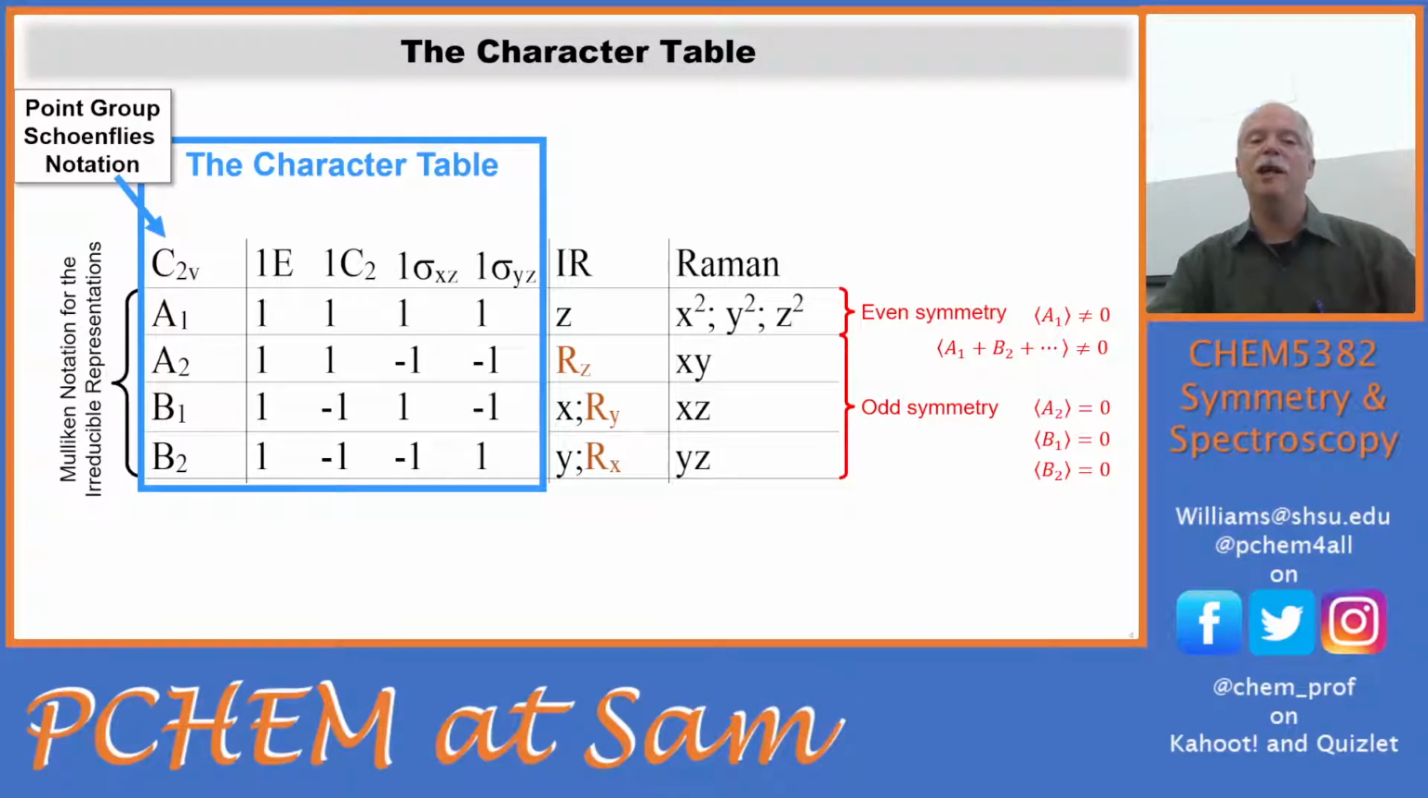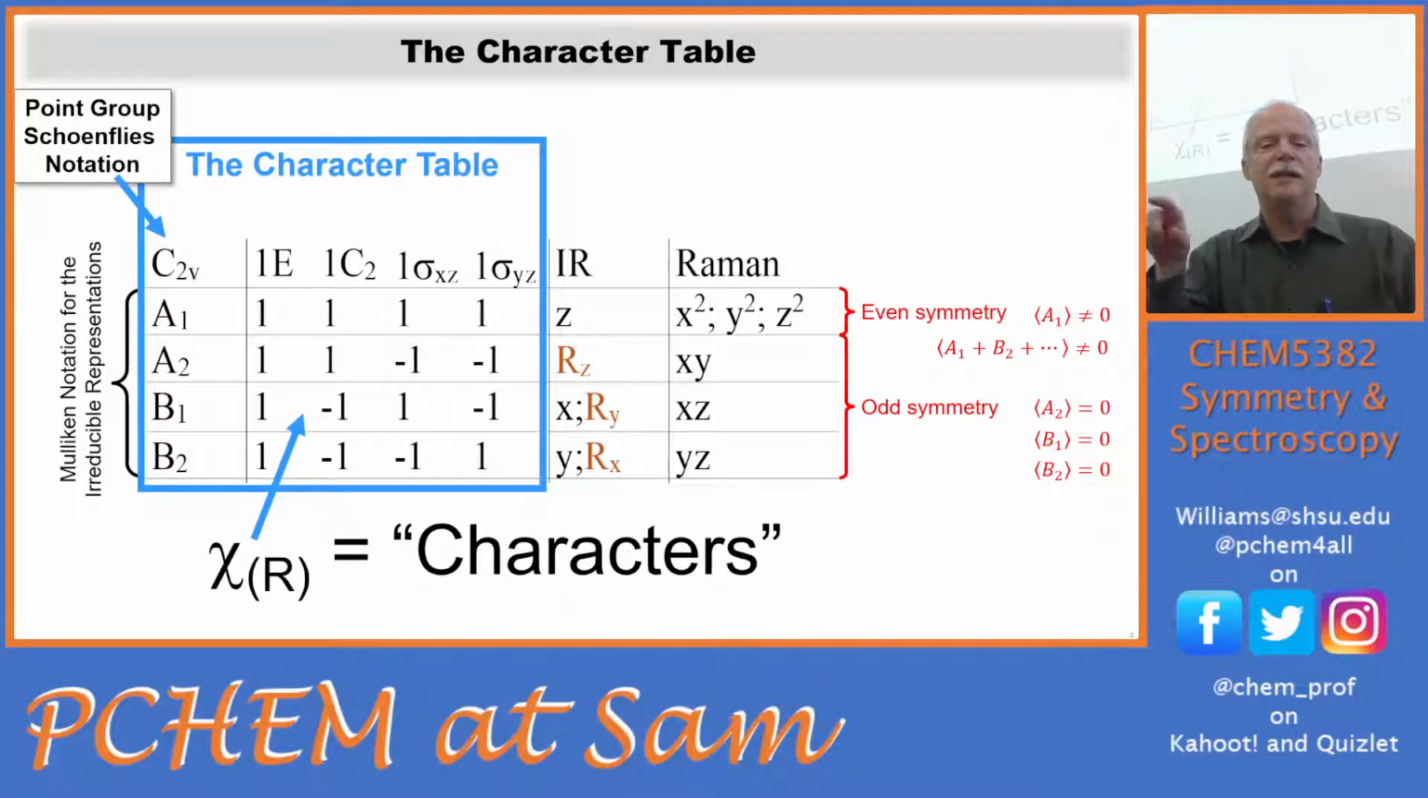And you'll hear me say Mulliken representations or Mulliken notation, and that's the rows of the character table. So these are vocabulary words that you need to know. The Schoenflies notation is that point group. The Mulliken notation is the row of the character table. Make sense? You just have to memorize these things because there's no reason. Who knows Mulliken? Who knows Schoenflies? You have to just associate those things with the correct pieces.